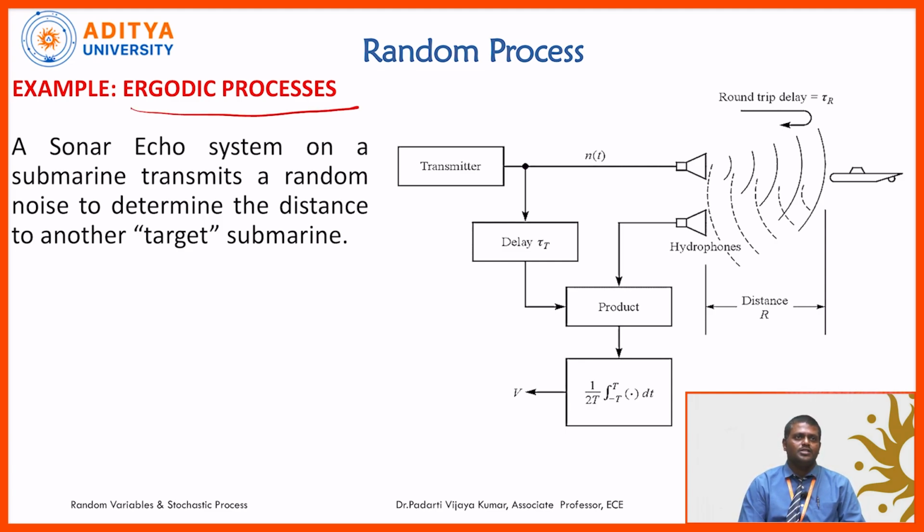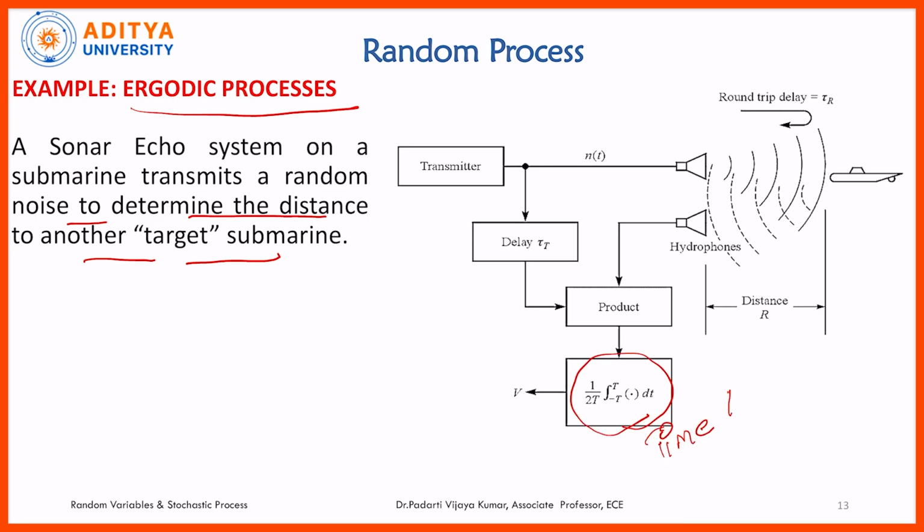So, this is an example of an ergodic random process. A sonar system on a submarine transmits a random noise to determine the distance of the target. So, here we are finding the time average, which is related to an ergodic random process. The round trip time we are calculating and we are computing the time average, and based on those time averages we determine the distance of the target submarine. So, this is an example of an ergodic random process.